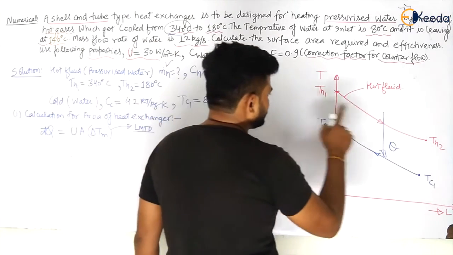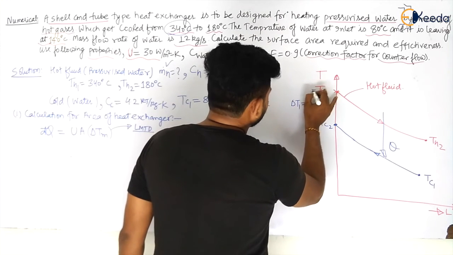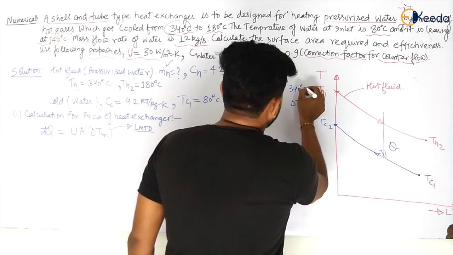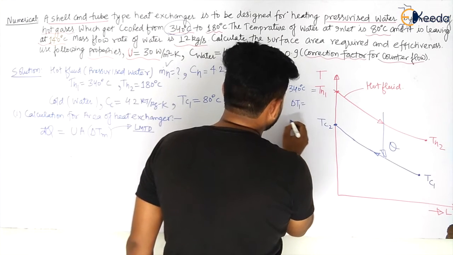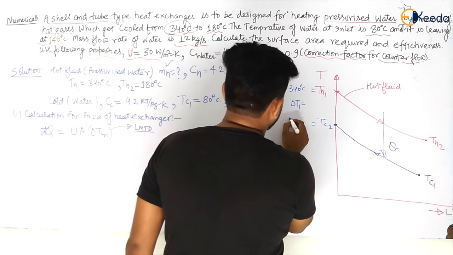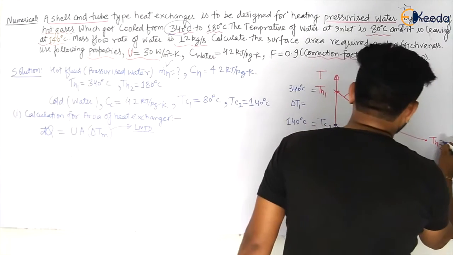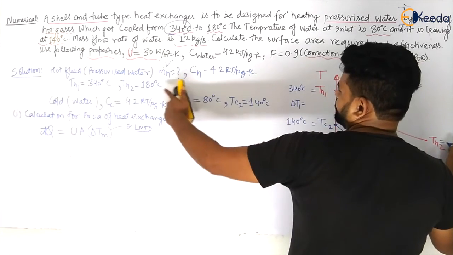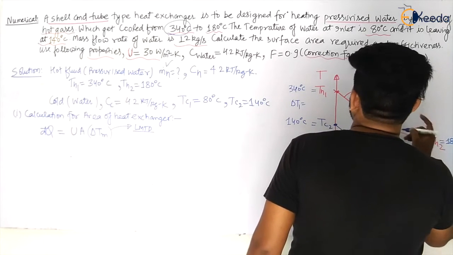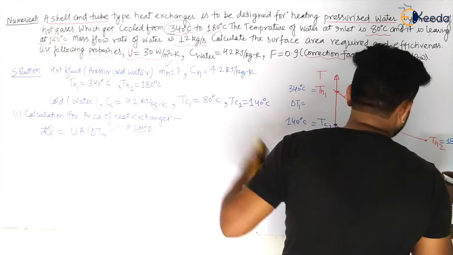So Th1 is given, Th2 is given. Can I calculate delta T1? Yes. So Th1 is given to be how much? 340 degrees Celsius. And what is your Tc2, my dear students? Tc2 is 140 degrees Celsius. Very good. Now what is Th2? Th2 is given to be 180 degrees Celsius. And what is your Tc1, my dear student? Tc1 is given to be 80 degrees Celsius.